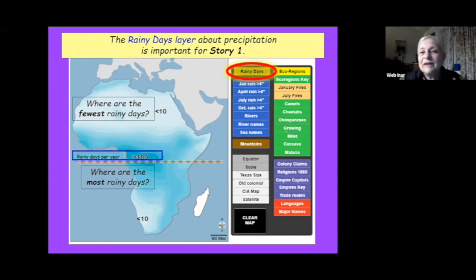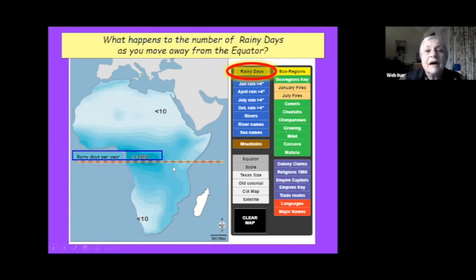And it's circled at the top. It's rainy days. And the really important questions I think about this layer is where are most of the rainy days? More than 180 days of the entire year are rainy. Where are the very few rainy days? Fewer than 10, for example, here.